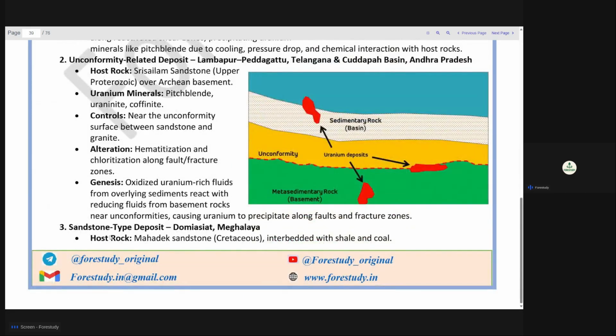Then the sandstone type deposits are at Domiasiat, Meghalaya. Remember Domiasiat, Meghalaya, where we have sandstone type deposits. So remember to name it as uranium bearing Domiasiat, Meghalaya. Always call it like that. The host rock is Mahadek sandstone. It is in the Assam basin, Cretaceous, interbedded with shale and coal. Okay, Mahadek sandstone.